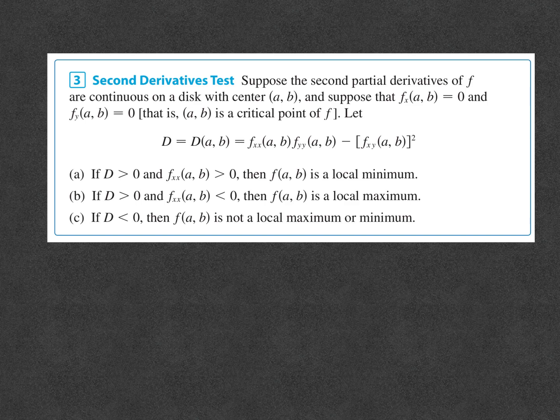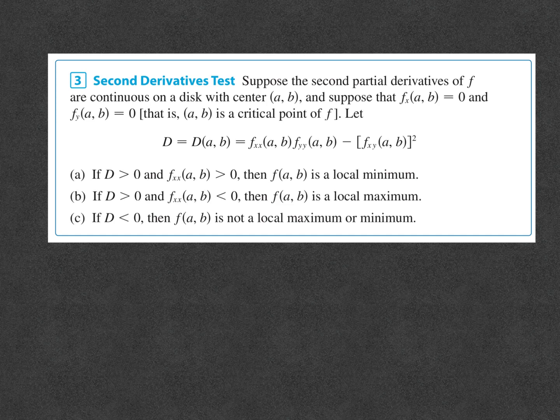Now, we're going to look at this D. D at (a, b) is the second derivative with respect to x times the second derivative with respect to y minus f of xy squared. Now, before we go any further, you can memorize this, which you're going to need for the second derivative test, and I don't think it's that bad.